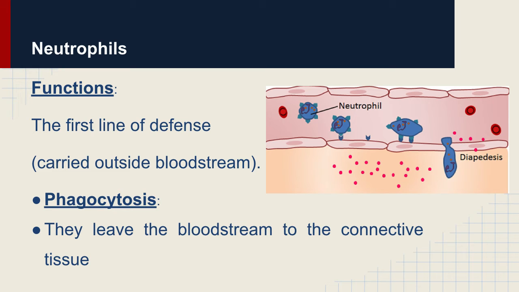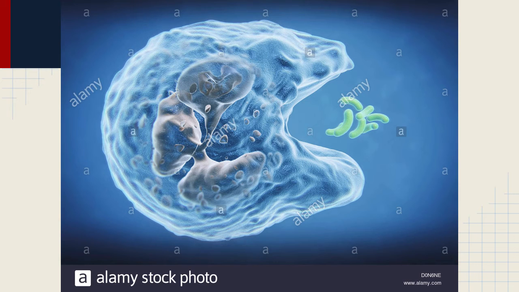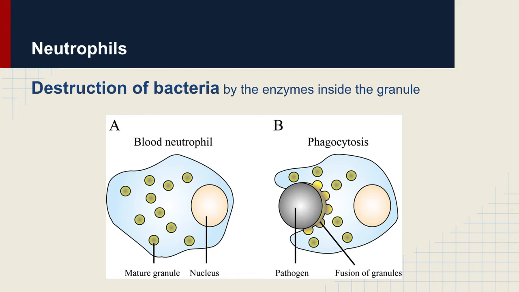The main function of neutrophil is phagocytosis. It performs its function outside the bloodstream. It leaves the blood capillary to reach the connective tissue. Then it phagocytoses the bacteria and the invading organisms. After phagocytosis, as we see here, the enzymes inside the granules fuse with the phagocytic vesicle to destroy the invading organism.